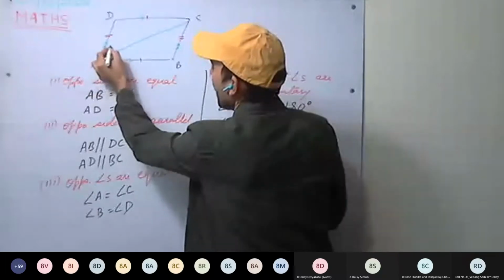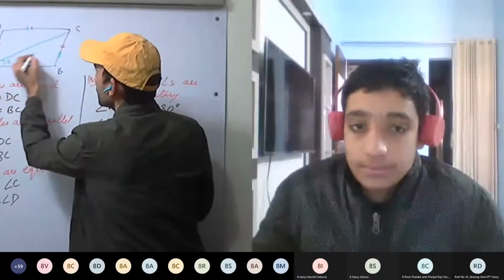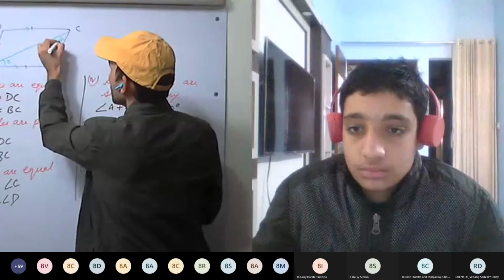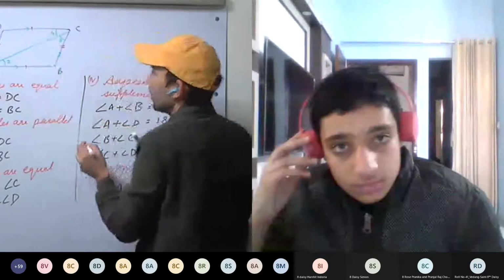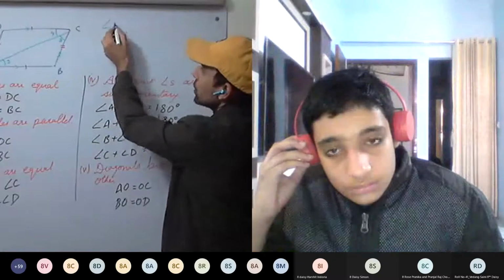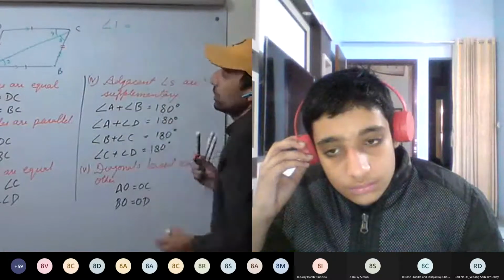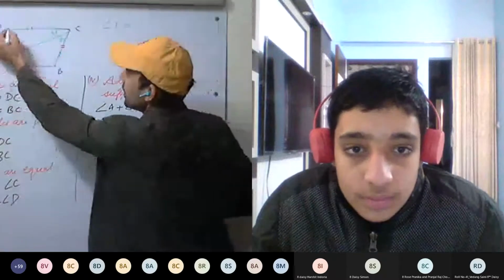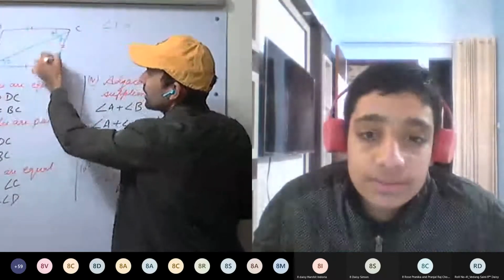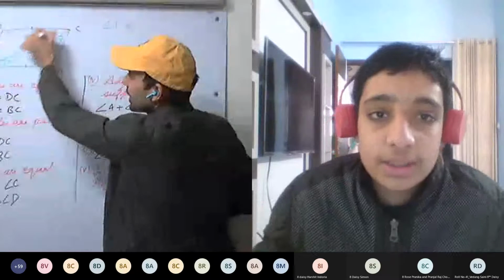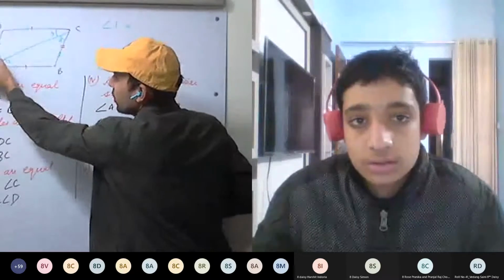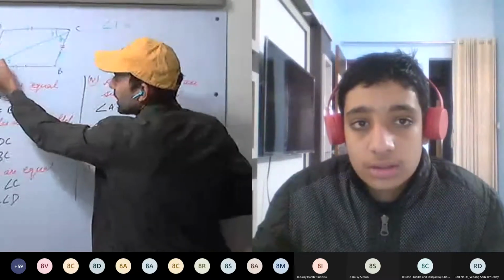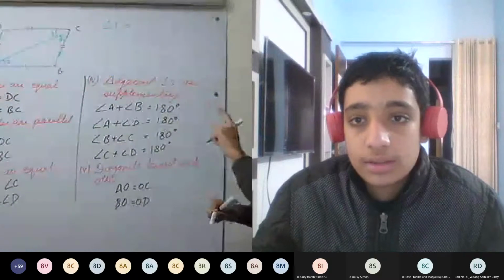This is angle 1, 2, 3, 4. So angle 1 is equal to which angle? See here, these two are parallel lines. One line is crossing these two parallel lines. So these angles are alternate angles. Alternate angles are equal.